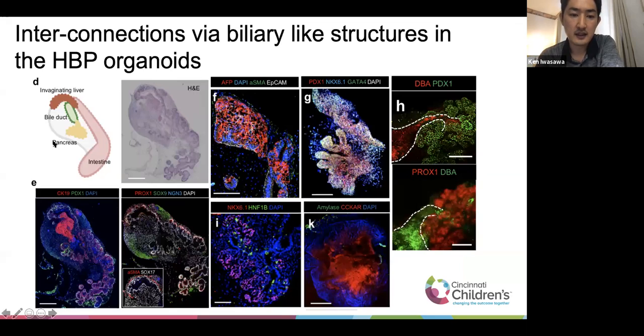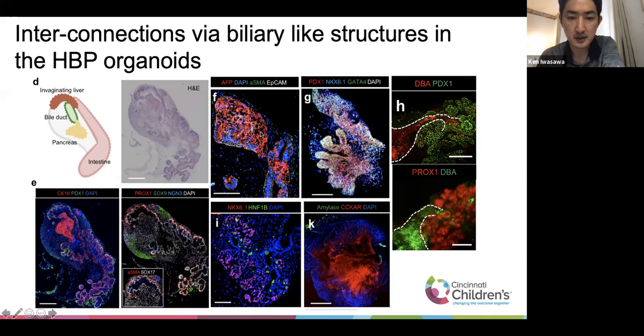And this is like day 40 to day 60 organoids. And we were able to find interconnections via biliary-like structures in these organoids. So this invaginating liver portion and the bile duct portion and the pancreas with the intestine. And this high magnification here.